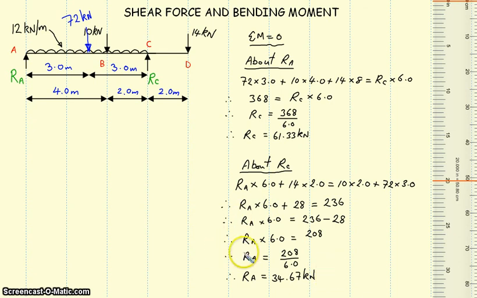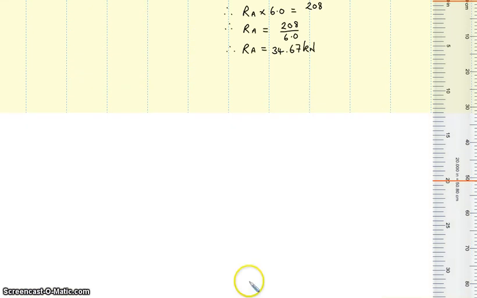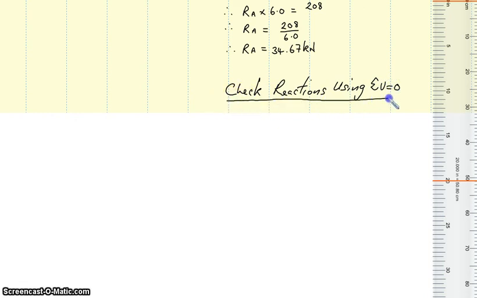Now, we're all aware that when we've calculated both reactions, then we must check those reactions to ensure that we haven't made any errors in our calculations. And this is essential that we do this. So we check reactions using the sum of the verticals equals 0, and we look at the total downward.